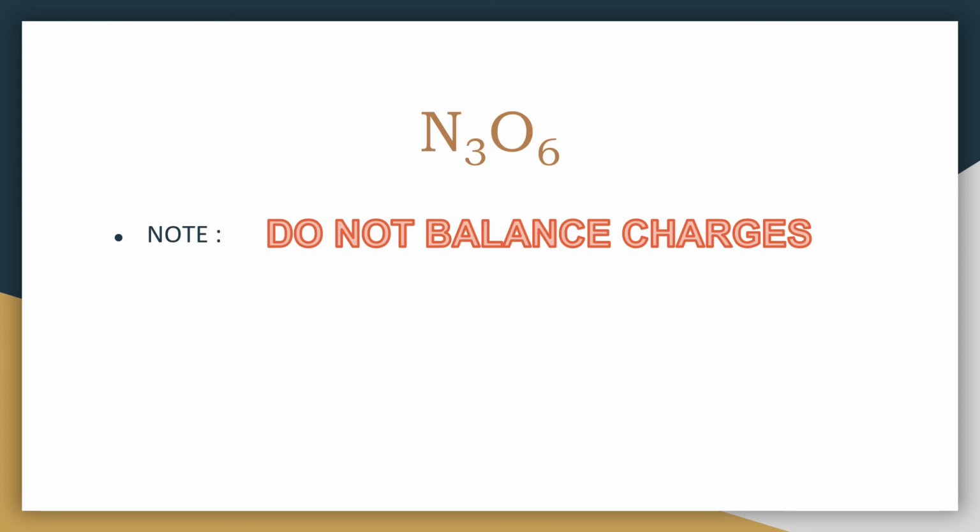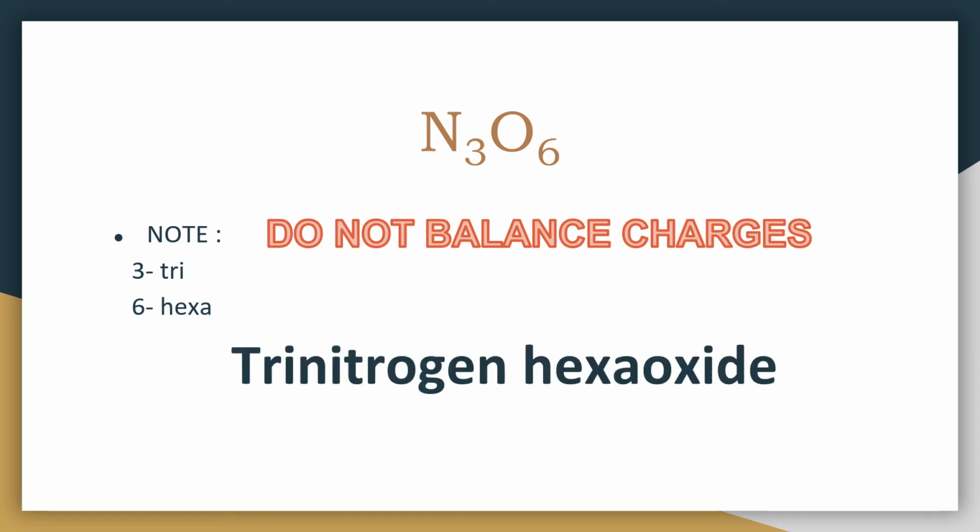So we have N3O6. We'll look at the different subscripts and figure out what prefix they need. So 3 meaning tri, and 6 means hexa. So we'll put tri and then the name of the nonmetal, which was nitrogen, and then we'll put hexa and the name of the other nonmetal ending in "ide". So we have trinitrogen hexaoxide.